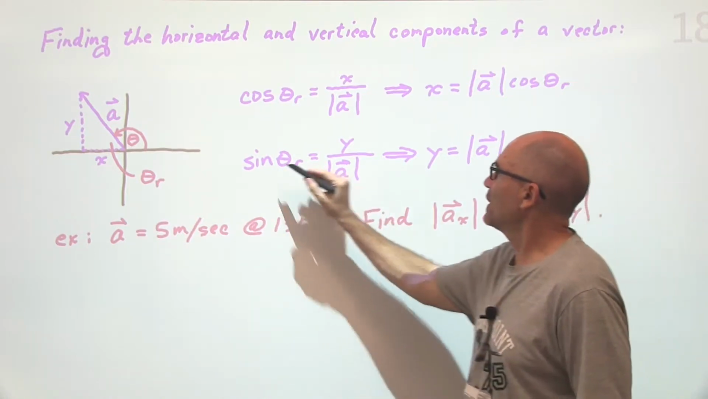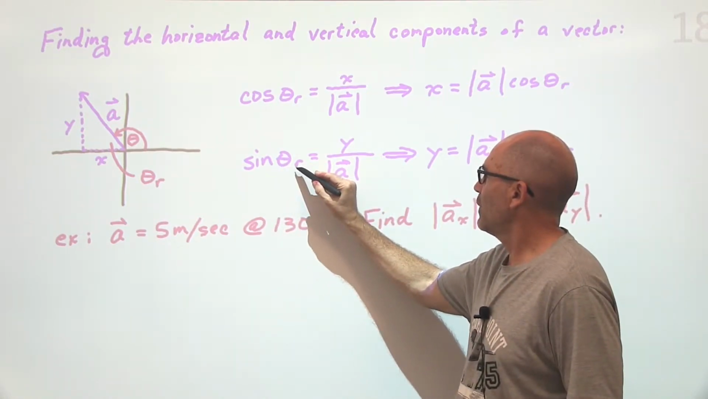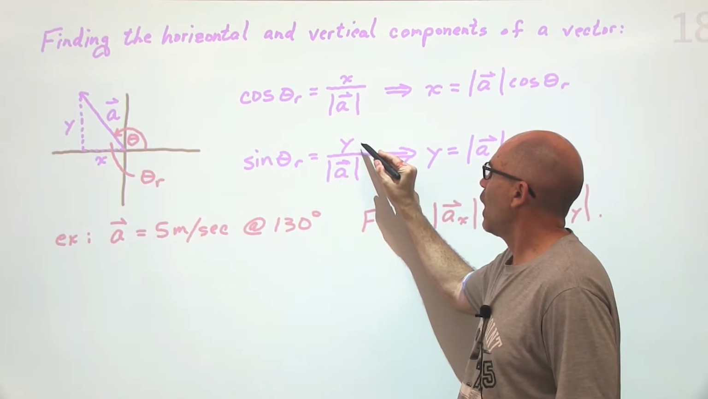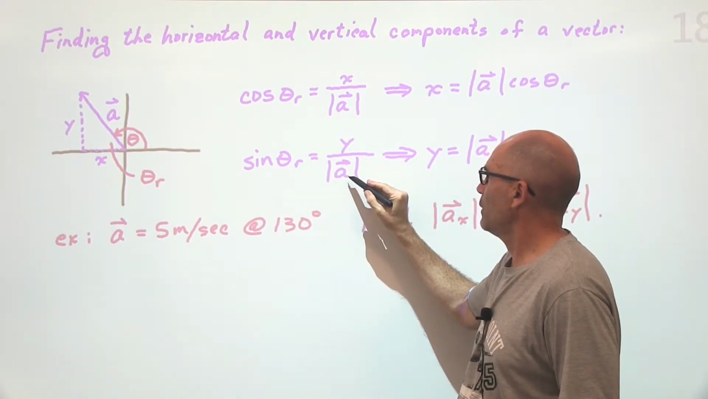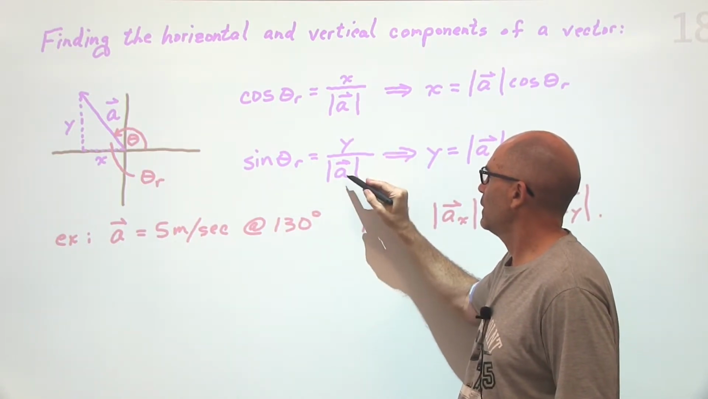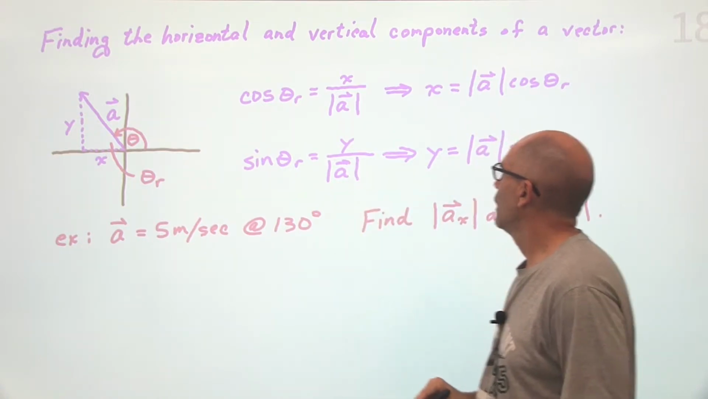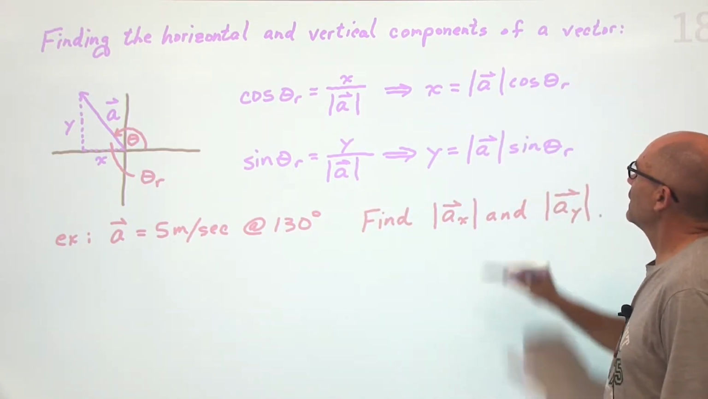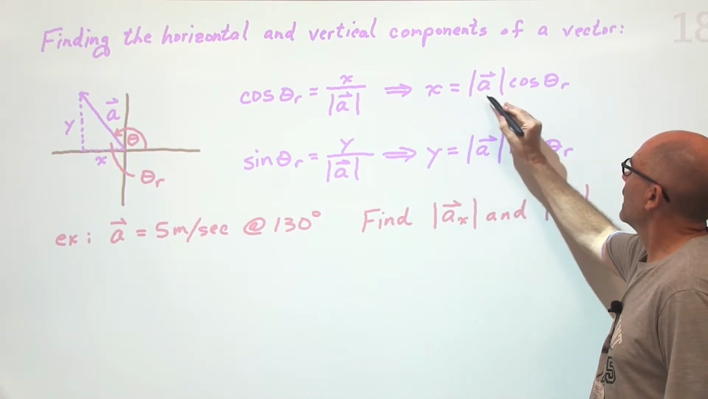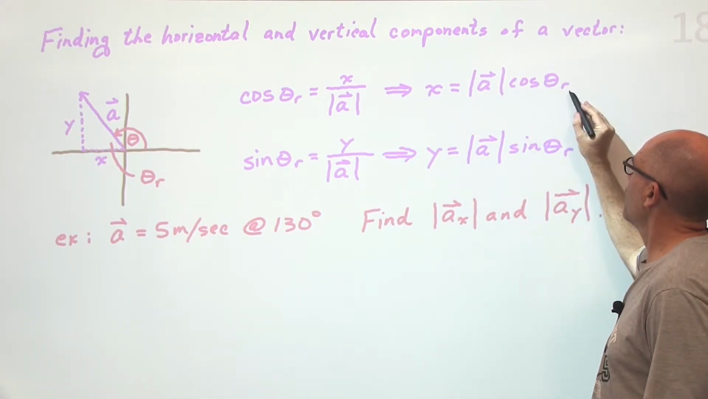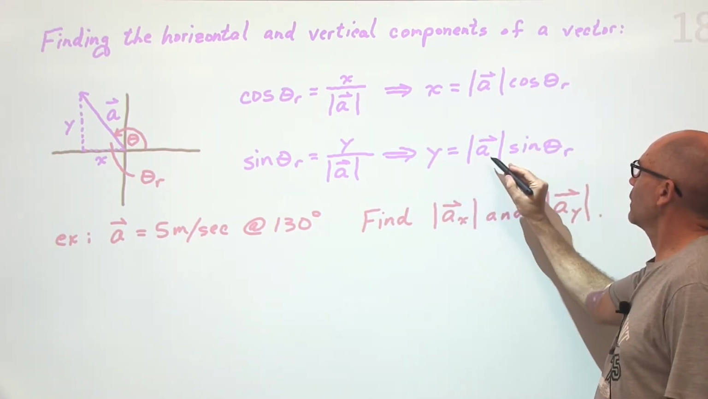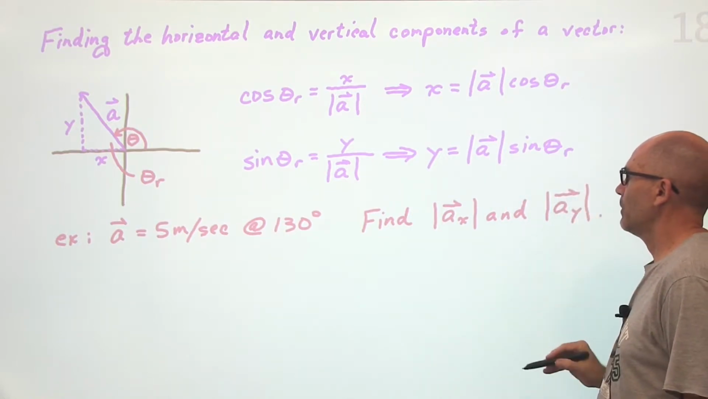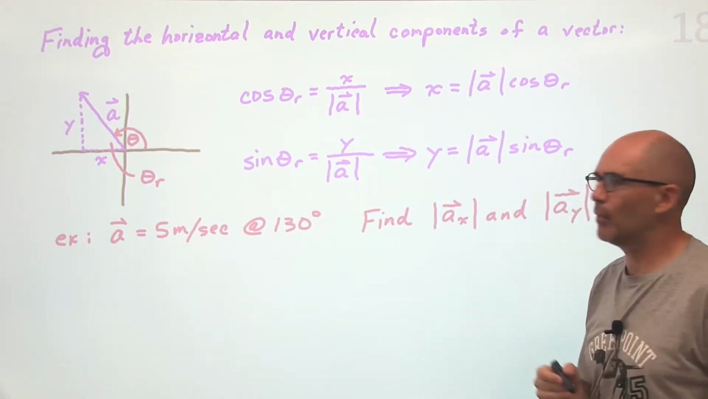And then sine of theta sub r is opposite over hypotenuse, the y value divided by the magnitude. So what that gives us is then x equals magnitude times cosine of the angle, and y equals magnitude times sine of the angle. Let's try an example.